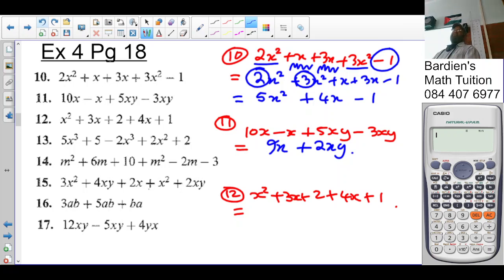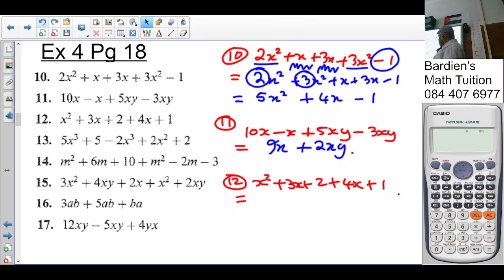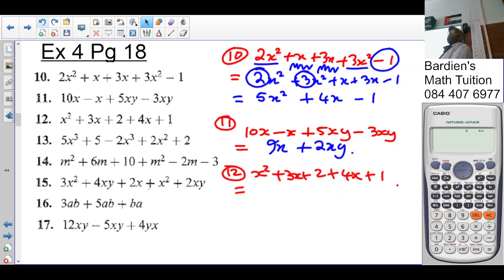Who got the sum right? Kyra, you got it right. Okay, who got the sum wrong? Who's still busy with number 12? Just by a show of hands. Okay, I'll give you a minute.